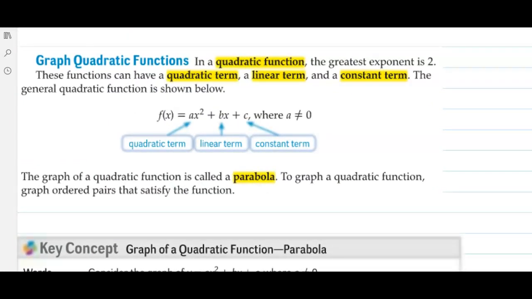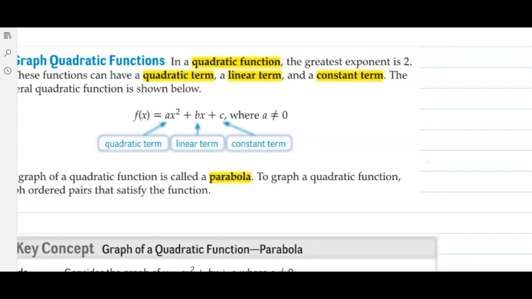Quadratics have a degree of 2. Notice this quadratic function right here is in standard form. There is a quadratic term, meaning a term that has the variable to the second power. There's a linear term, which means a term with just an x, and a constant term. A lot of times we call this particular graph a parabola. We call linear functions lines. We call quadratic functions parabolas.